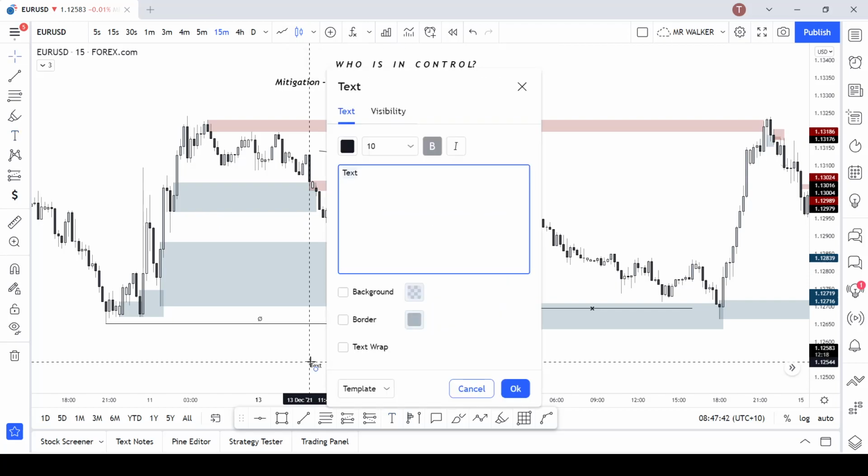I will actually read it. The first one is, did it take liquidity? The second one is, did it break some point of structure? In this case, I will explain myself. Why did I write some point of structure, right?